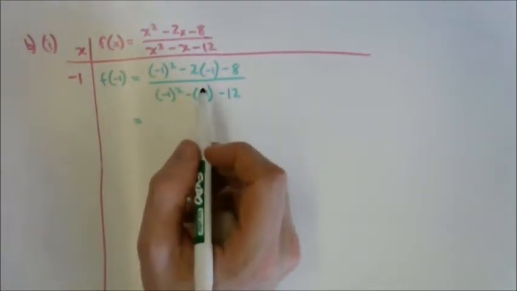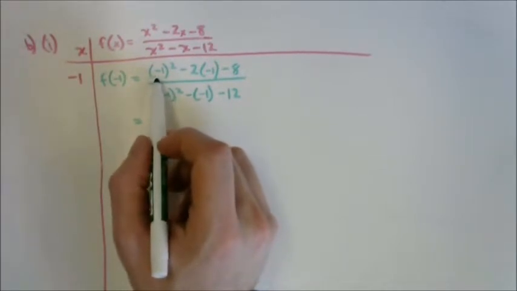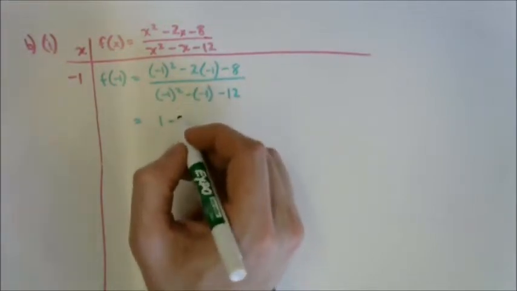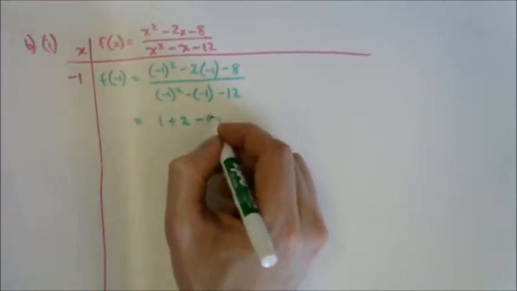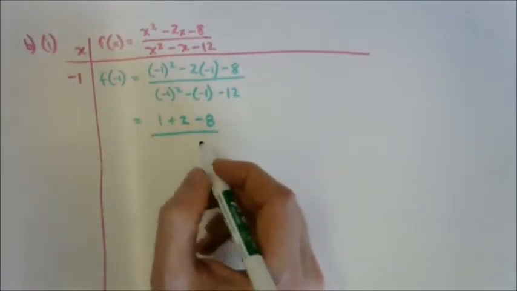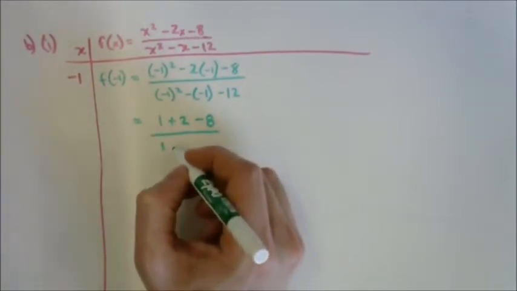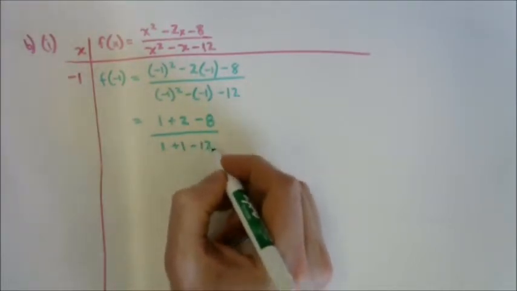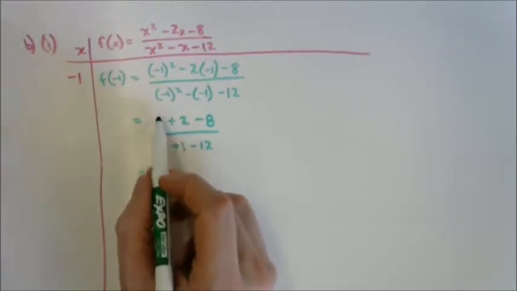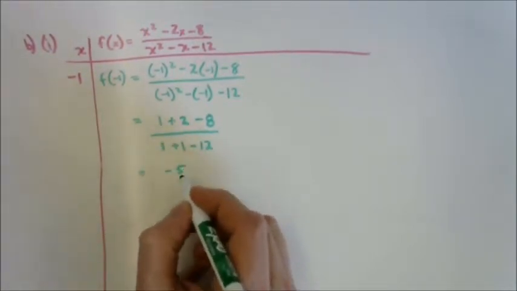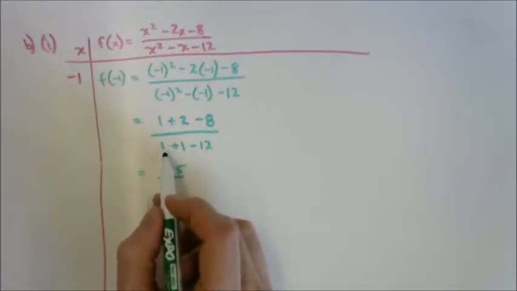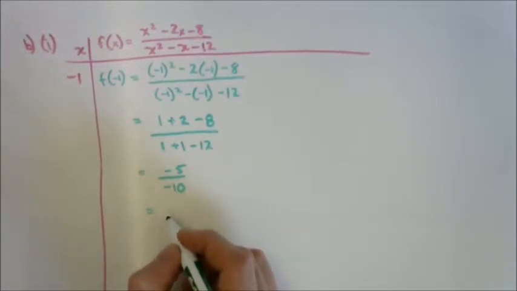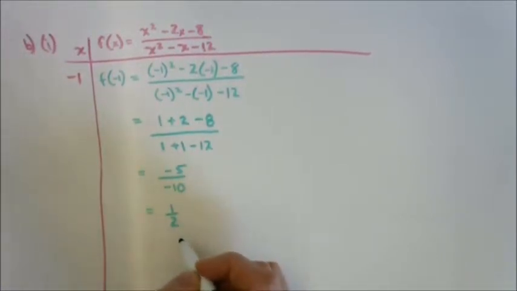We can do as much or as little as we want in each step. Negative 1 squared is positive 1 in the numerator. Then we've got negative 2 times negative 1, that's positive 2. Then we're subtracting 8. In the denominator, we've got negative 1 squared, which is 1. We've got minus a negative 1, that's positive 1. And we're subtracting 12. To reduce that, we've got plus 3 minus 8, that's negative 5, over plus 2 minus 12, that's negative 10. Negative over a negative is a positive. 5 over 10 is 1/2. Positive 1/2.